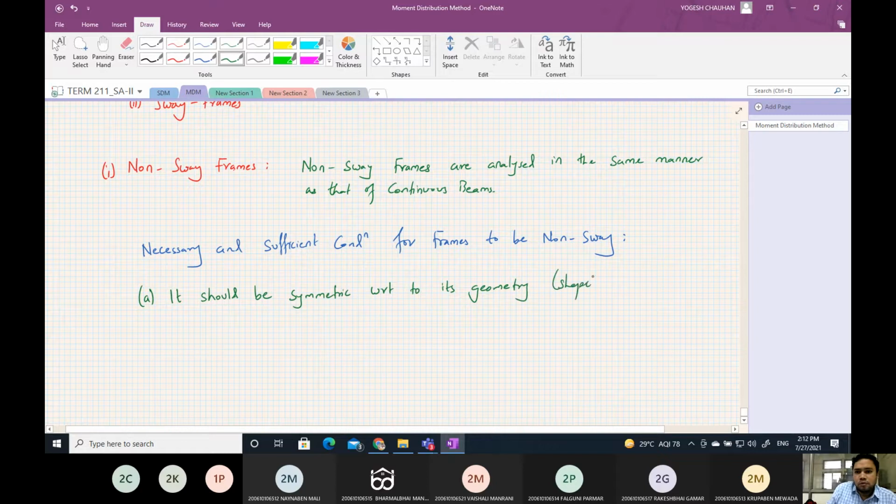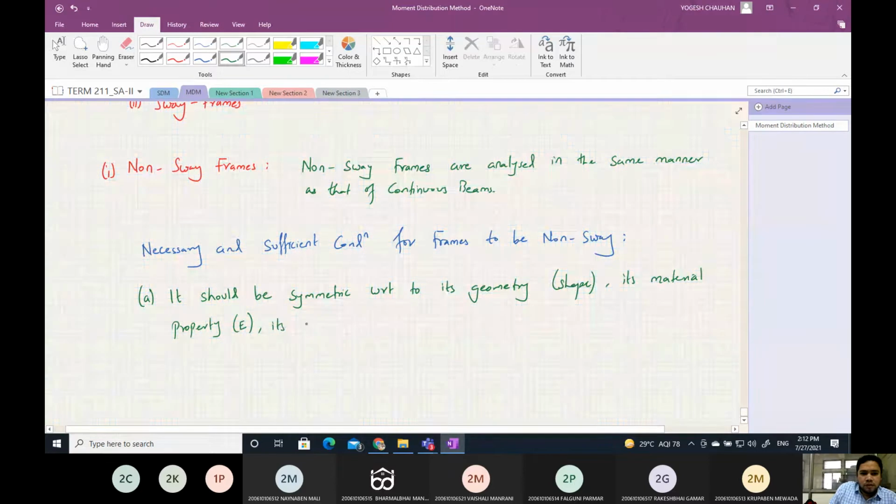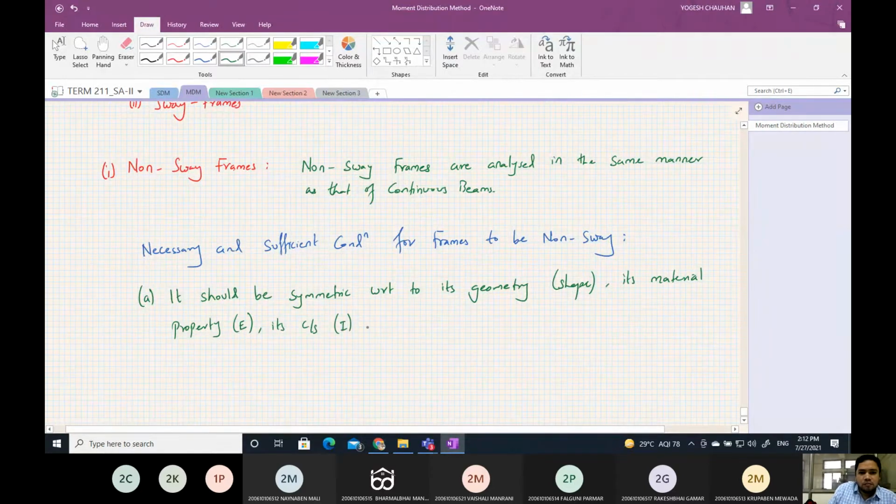Geometry means its shape should be symmetrical, its material property, which accounts for modulus of elasticity E, its cross section, which accounts for its moment of inertia, its boundary condition, which accounts for its support condition, and loads. Okay.